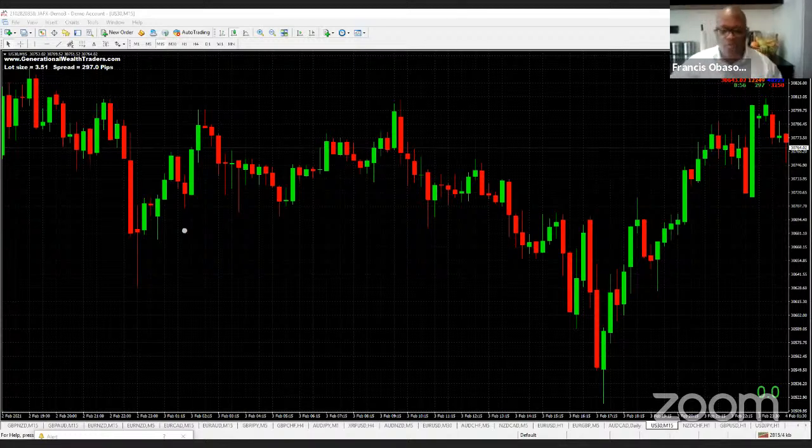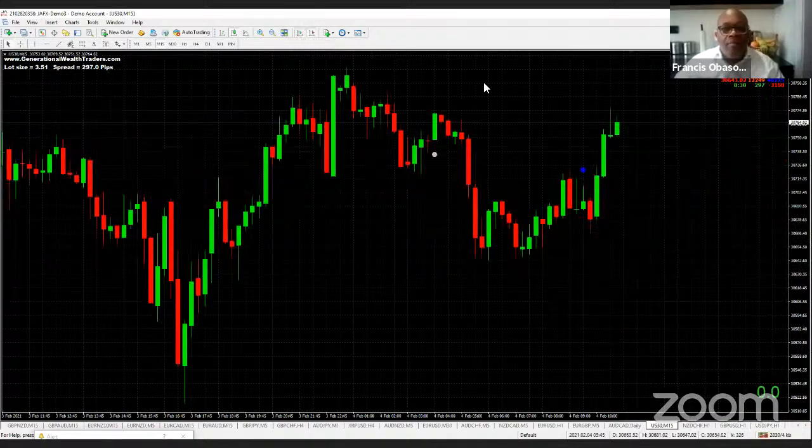Okay, so let's go. The chart I have on here now is that of US 30. US 30 is basically an index of a number of US companies, 30 US companies.